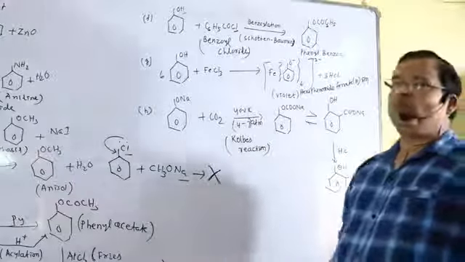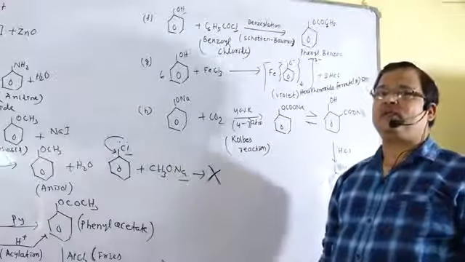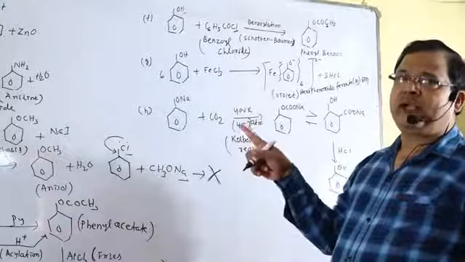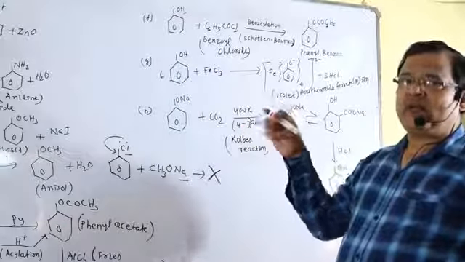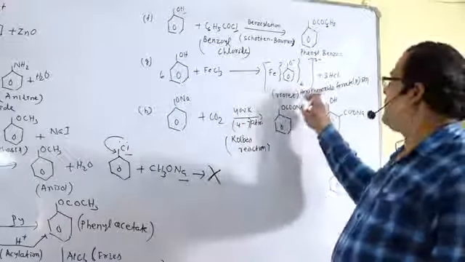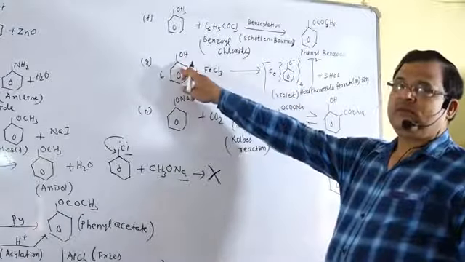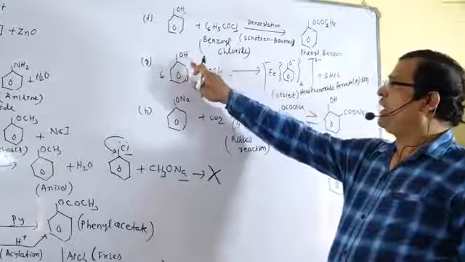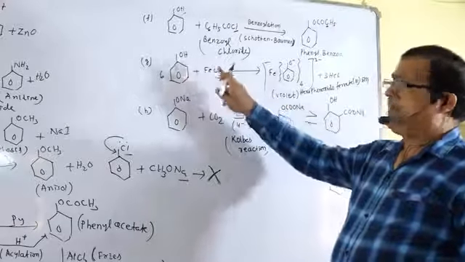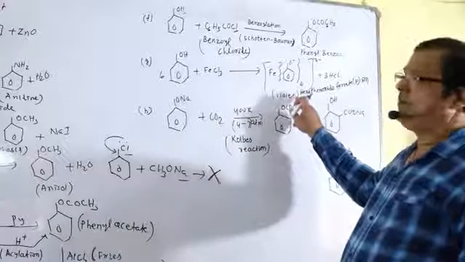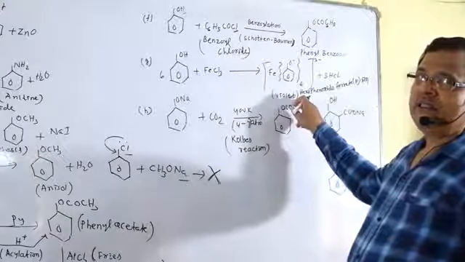Then how do we know the presence of the phenolic OH group? The presence of the phenolic OH group can be identified by the addition of neutral ferric chloride. If a violet color is obtained, there must be a phenolic OH group, because there is the formation of a violet colored complex.